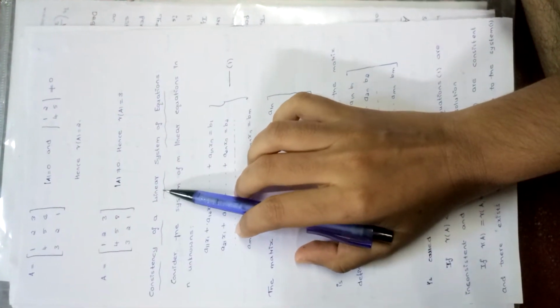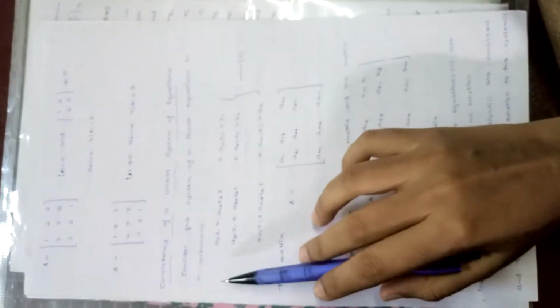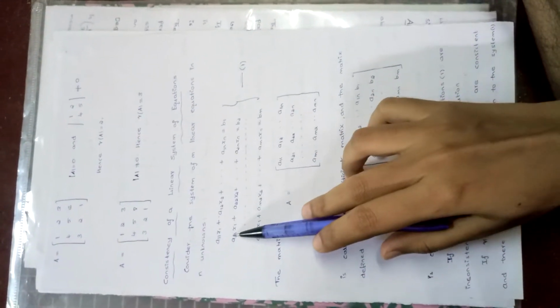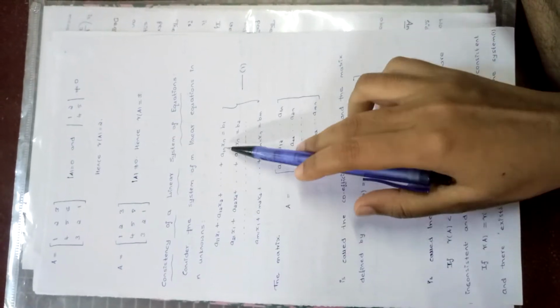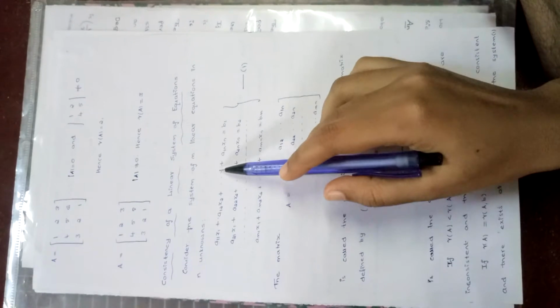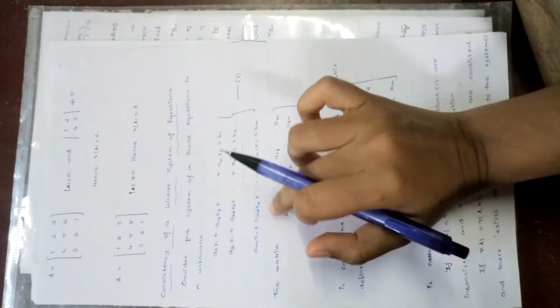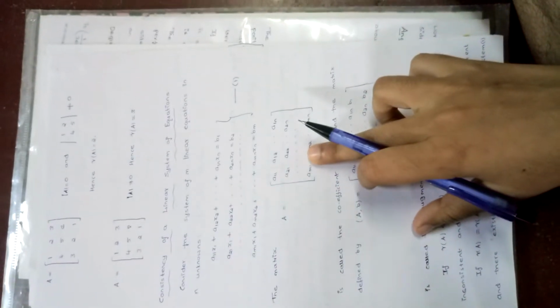Consistency of a linear system of equations. Now consider the system of m linear equations in n unknowns: a11 x1 plus a12 x2 up to a1n xn is equal to b1, etc. Now we can write the constants of these equations in a matrix form.